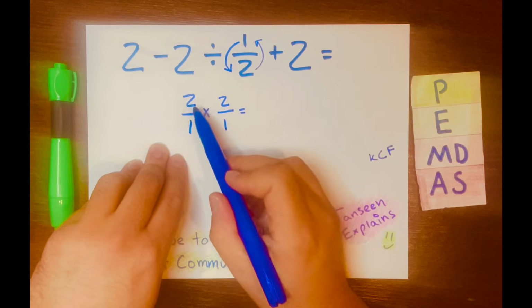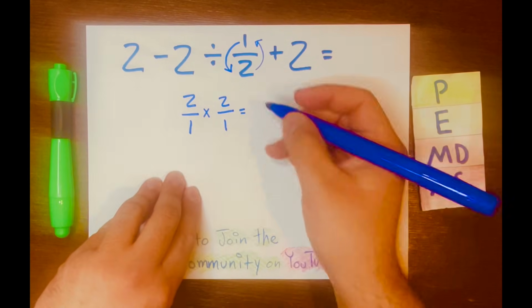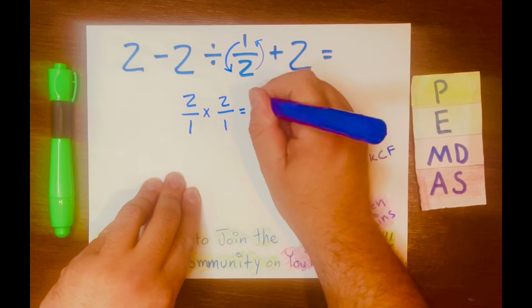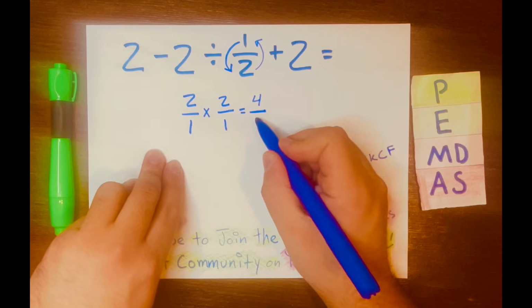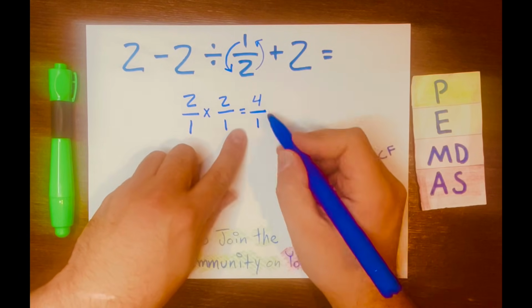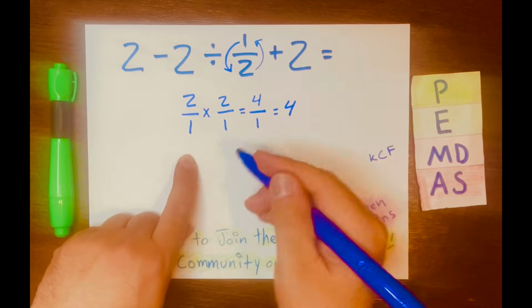Next, we are going to multiply across. So 2 times 2 equals what? 4. Over 1 times 1 equals 1. And 4 over 1 equals 4. So now we got 4.